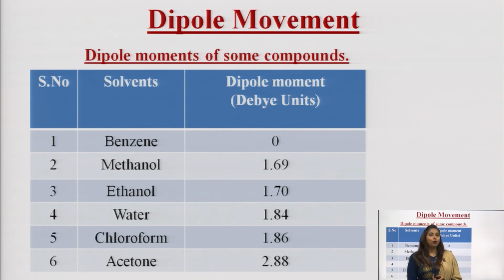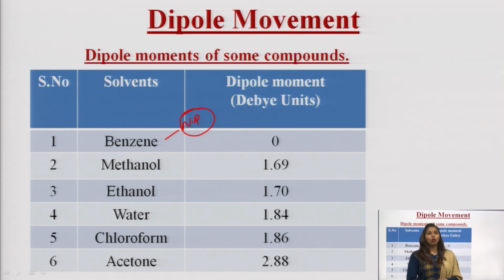When the dipole moment of a compound is equal to 0, then that compound is what? It is a non-polar compound, right? This we have studied in our previous slide: if the dipole moment of any compound is 0, then it is non-polar in nature. If the dipole moment is not equal to 0, then it is polar in nature. So, we can say benzene is non-polar in nature, right.